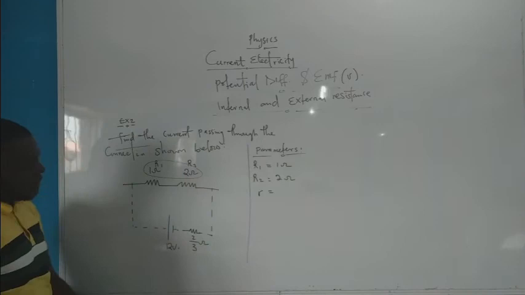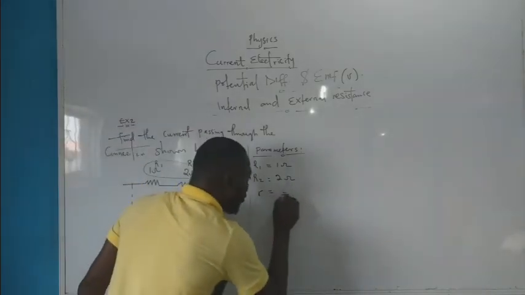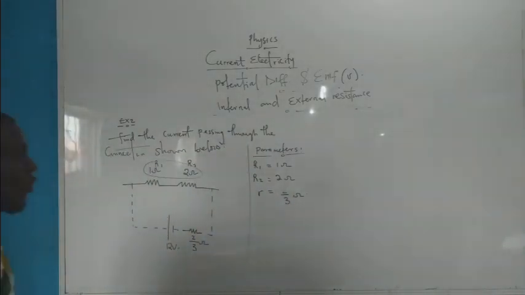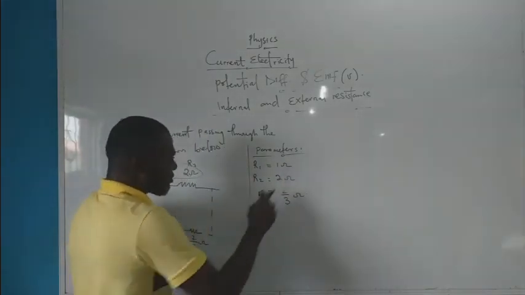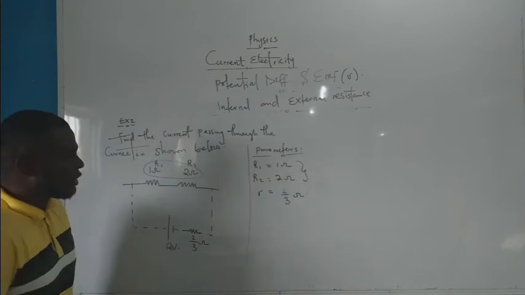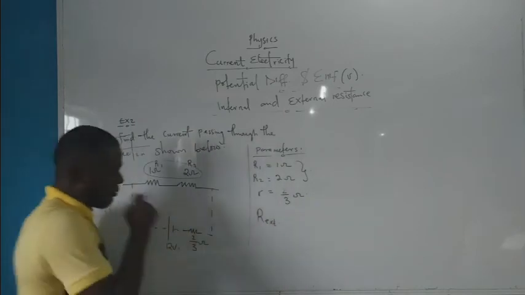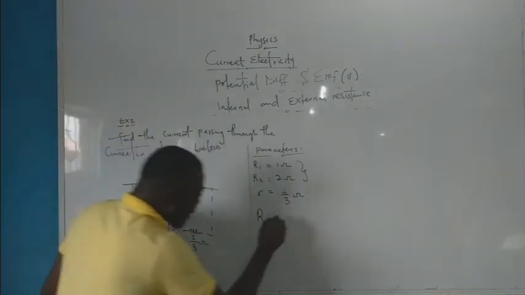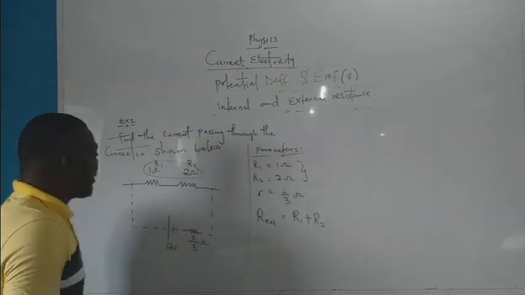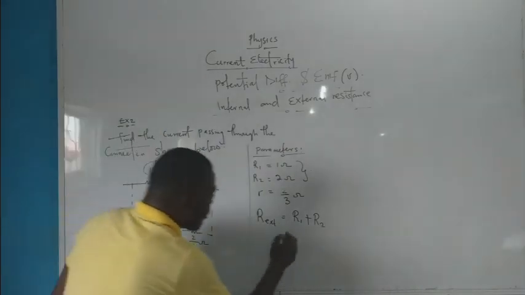The maximum current that this 12-volt battery will be releasing is 2 upon 3 ohms. From here, we can look for the total combination of the external resistor. R external equals R1 plus R2, because this is a series combination.